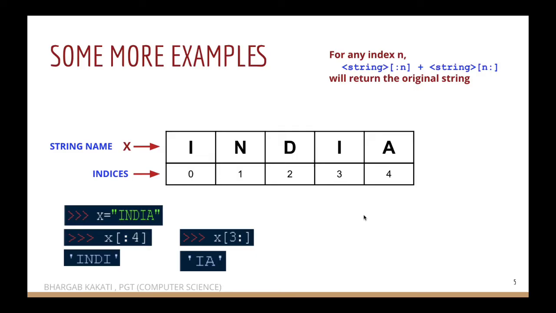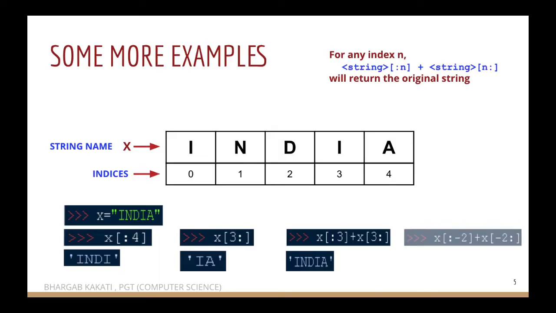So, now if I want to get the original string, there is a technique, that is string[:n] plus string[n:], it will return the original string. Let's see what I mean with the help of an example. So, if I write x[:3] plus x[3:], then I will get the result as INDIA. That means I will get the original string. It will work with any index, even the negative ones. So, if I write x[:-2] plus x[-2:], then also I will get the original string, that is India.